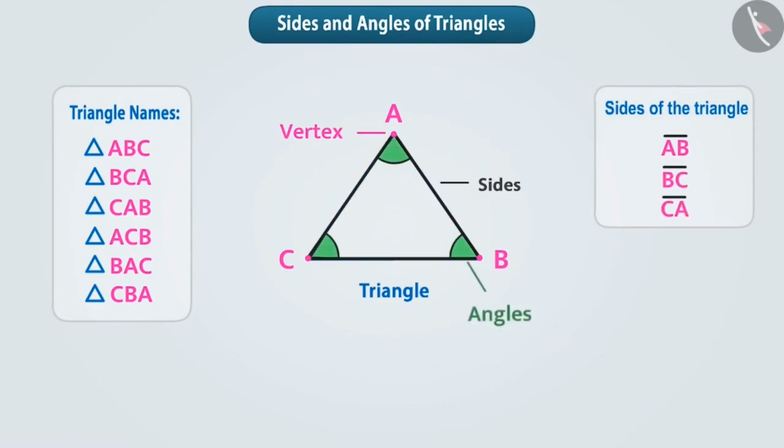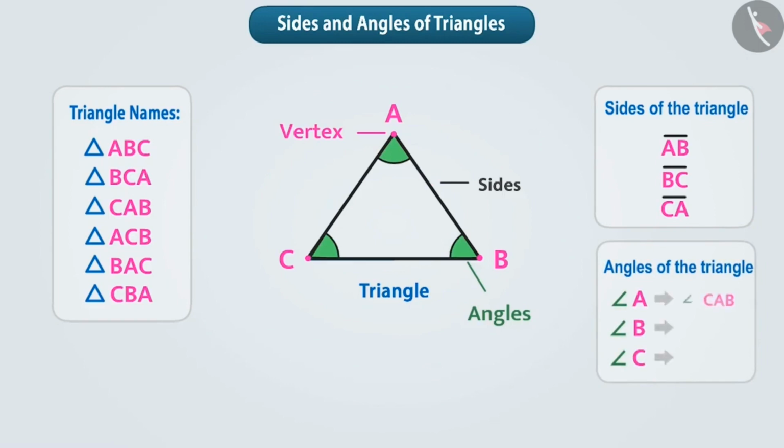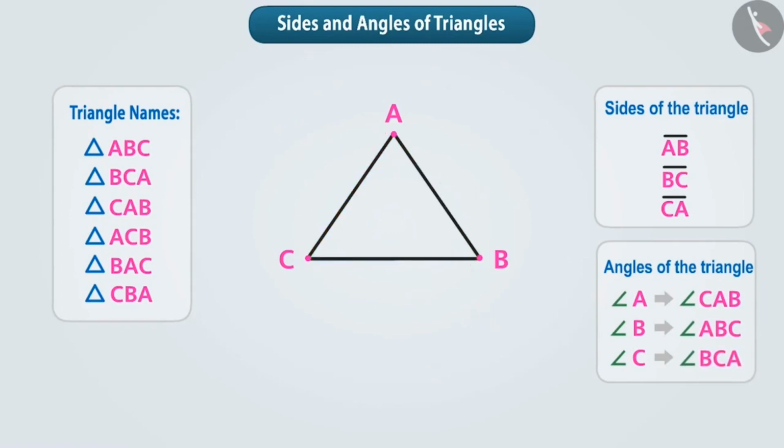This triangle has three angles. These are named angle A, angle B, and angle C. To describe them more precisely, angle CAB, angle ABC, and angle BCA can be their names. Now, if we see, here BC is the side opposite to angle A. Similarly, AC is the side opposite to angle B, and the side opposite to angle C is AB.